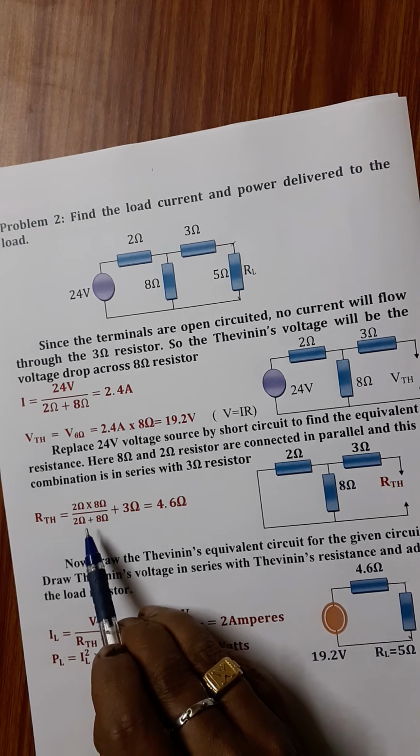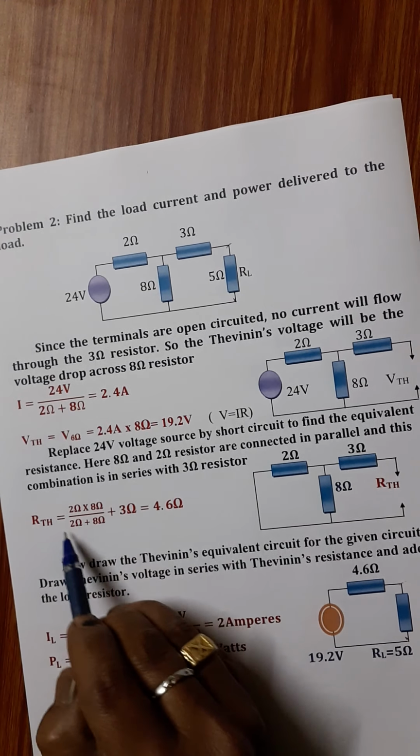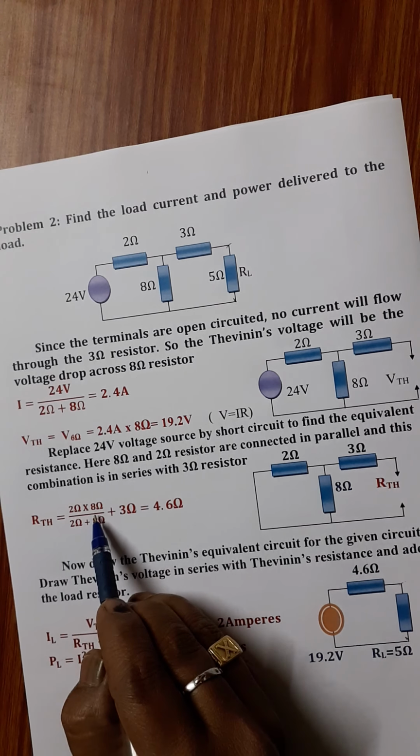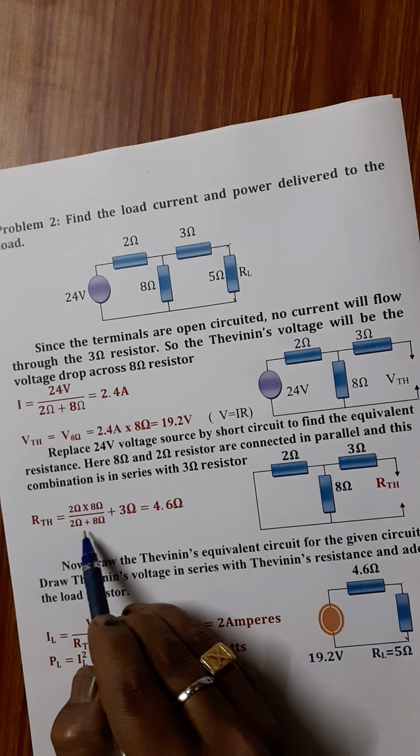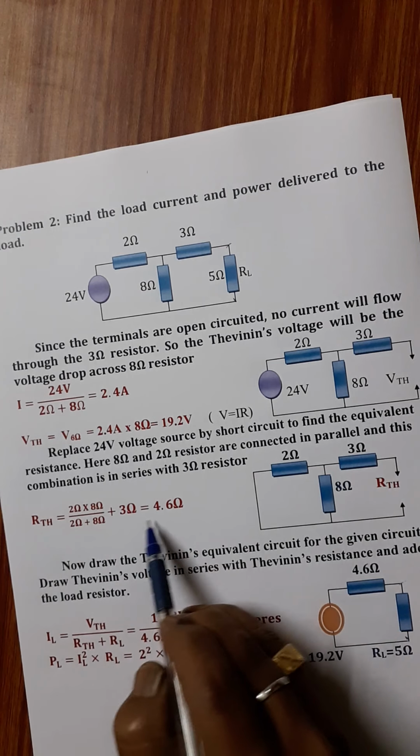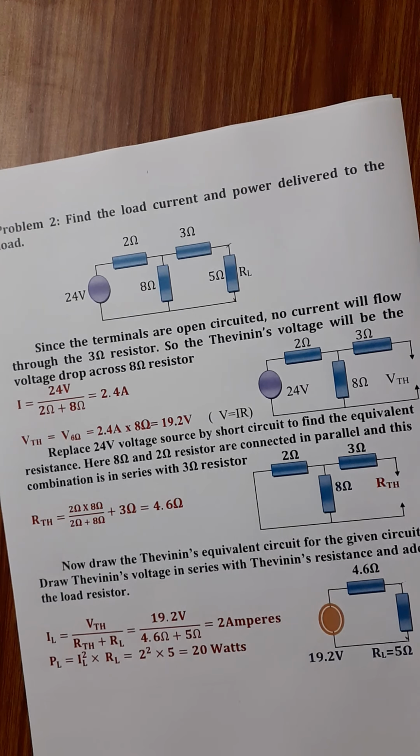So RTH becomes the parallel combination, that is 2 ohms times 8 ohms divided by 2 ohms plus 8 ohms, plus 3 ohms, that is 4.6 ohms. Now draw the Thevenin's equivalent circuit for the given circuit once you know the value of VTH and RTH. Draw the Thevenin's voltage in series with Thevenin's resistance and add the load resistor.